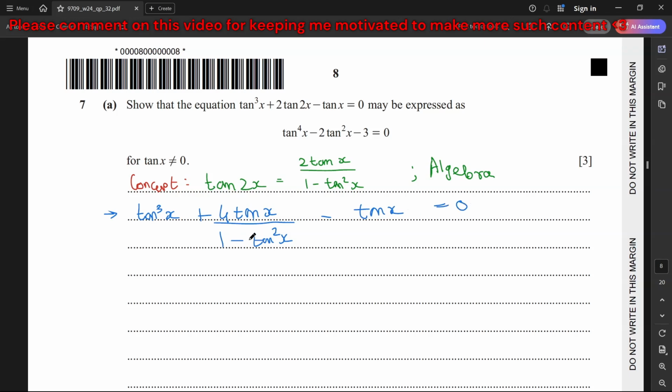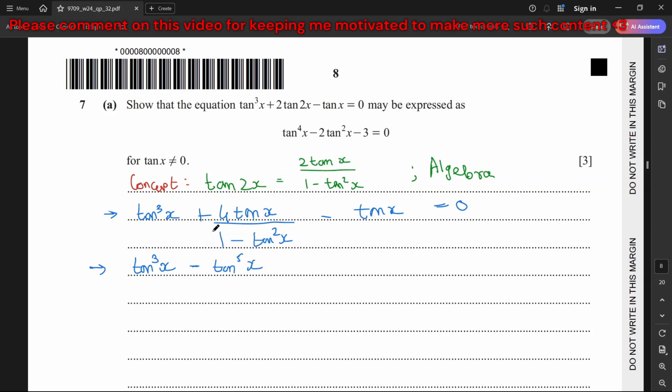So to get the common denominator of 1 minus tan square x here and over here, or in other words, you can say that I'm multiplying by 1 minus tan square x on both sides. So if I'm multiplying my tan cube x with 1 minus tan square x, what am I left with? tan cube x into 1 will be tan cube x. Then tan cube x into minus tan square x will be first of all a negative sign, and then tan square and tan cube becomes tan to the power of 5. I am adding the powers.